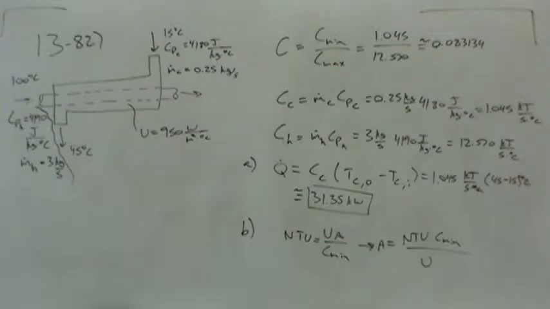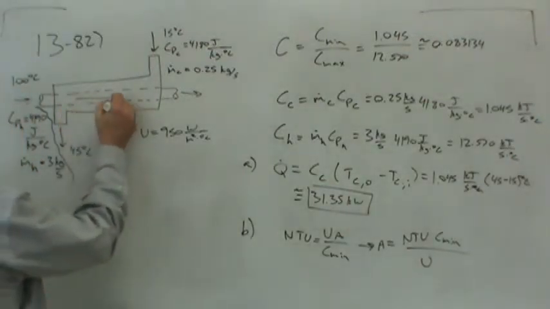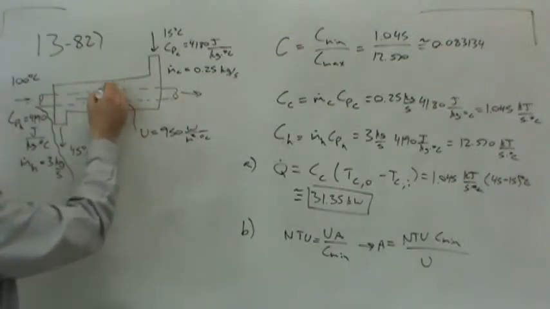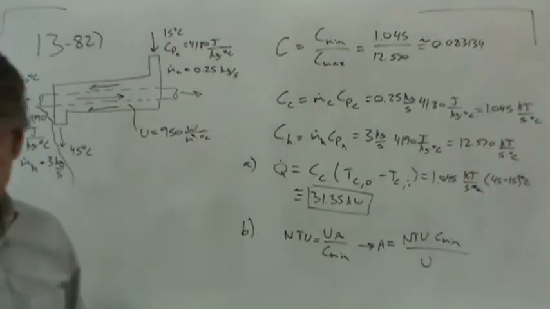This is, however, a double pipe heat exchanger. Is it parallel flow or counterflow? Well, if you look, the hot fluid flows through the pipe in this direction from left to right in my drawing, but the shell fluid flows from right to left. So this is in fact counterflow.